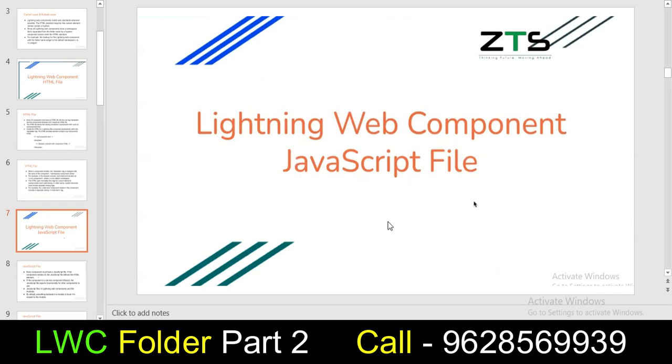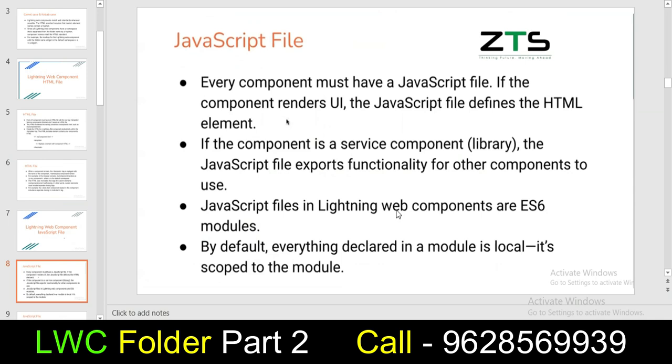Lightning web component JavaScript files. Every component must have a JavaScript file if the component renders UI. The JavaScript file defines the HTML elements. For example, if you write any code or any structure of HTML in the HTML file, you can define any logic that exists in the JavaScript file. If the component is a service component library, the JavaScript file exports functionality for other components to use.